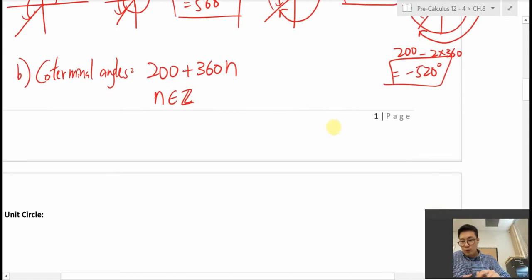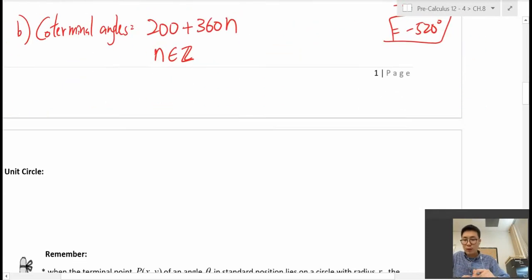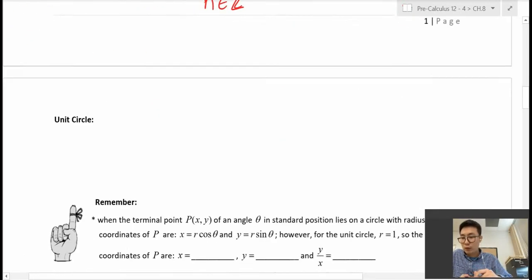So that's the first example. It's not too bad. All you needed to do really is just add 360 and subtract 360 to find coterminal angles. And we did some review of the reference angles.